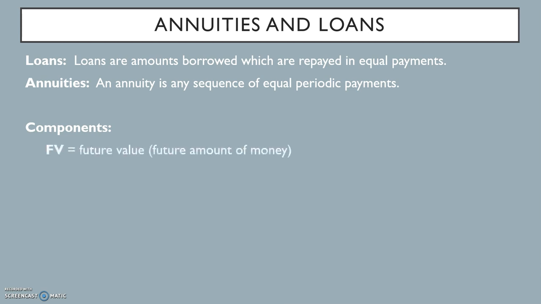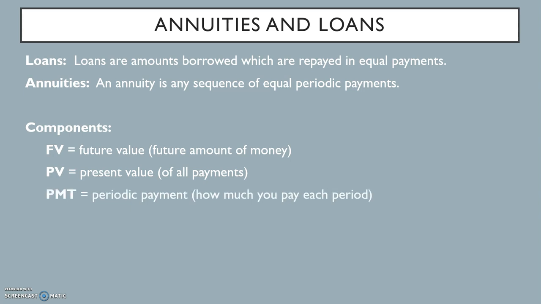Well, first there's the future value, which is denoted FV. The future value of an annuity is how much money there is after a period of time of making payments and accumulating interest. The present value, denoted PV, is the present value often of a loan. This is the amount owed currently, possibly after some payments have already been made. PMT stands for the periodic payment, meaning the amount that is being paid to the bank every period.